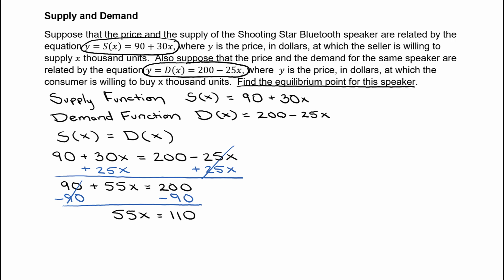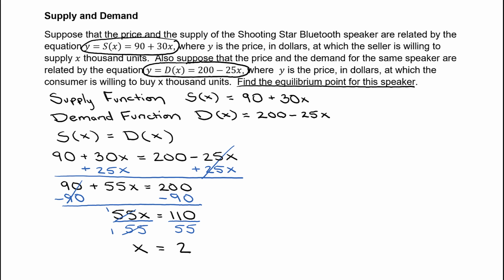Now I'm going to divide both sides by 55. 55 divided by 55, those are going to divide out and they're going to just give me a 1. So 1 times x is just x. And x is equal to 2, since 110 divided by 55 is equal to 2.